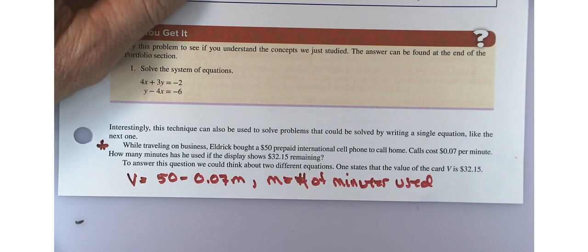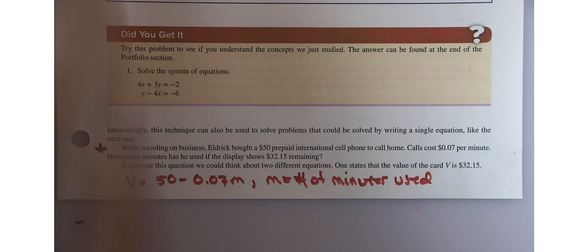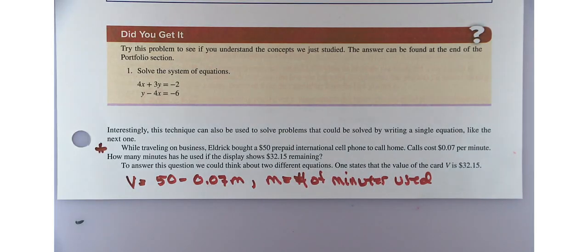let's see, is that the bottom one of these? Yeah, bottom here. So starting down here, a brand new system of equations to deal with. While traveling on business, Eldrick bought $50 in prepaid phone cards to call home. Calls cost 7 cents per minute. How many minutes has he used if his display shows $32.15 remaining.